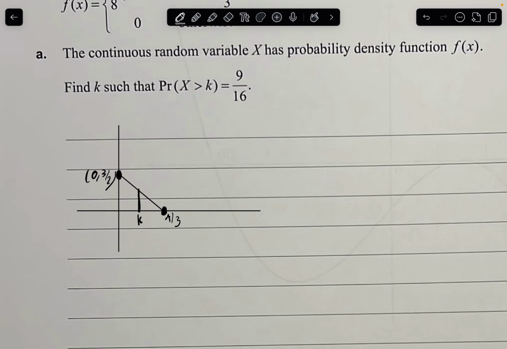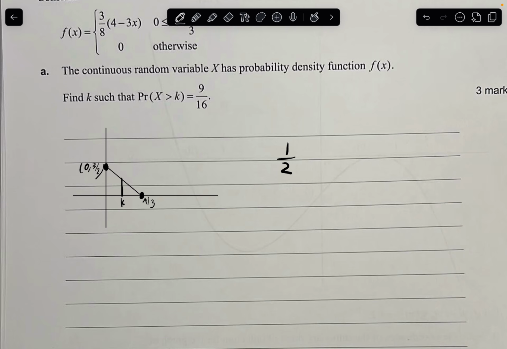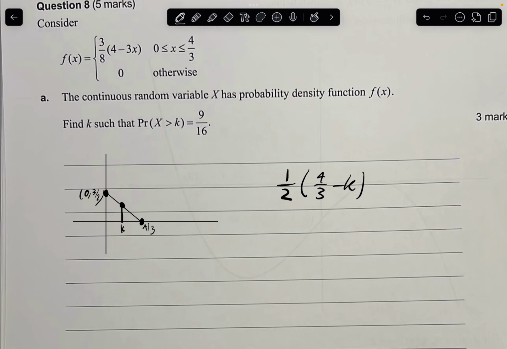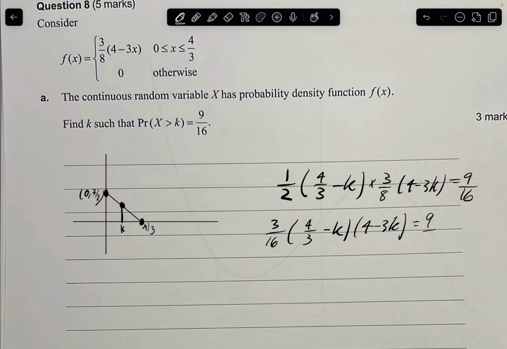So the height would be half times 4 over 3 minus k, and then times the y value at k, which is just going to be 3 over 8, 4 minus 3k. That's equal to 9 on 16. Now, what you can do is combine these. So you'll say 3 on 16, 4 over 3 minus k, times 4 minus 3k is equal to 9 on 16.